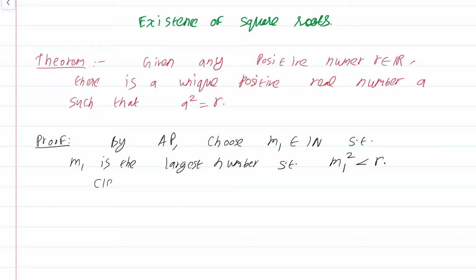Now clearly our candidate square root of r lies in this interval m1 comma m1 plus 1. Okay, because by hypothesis m1 plus 1 the whole squared has to be greater than or equal to r. Fine. Now what we are going to do is we are going to get a better approximation. How do we do that?